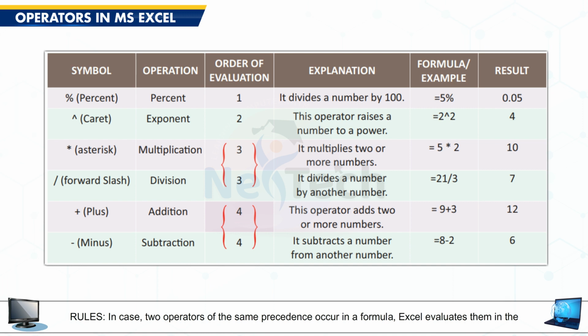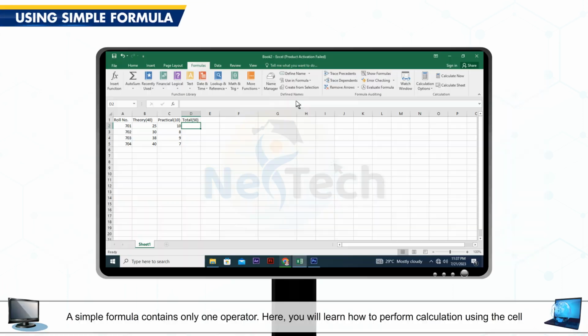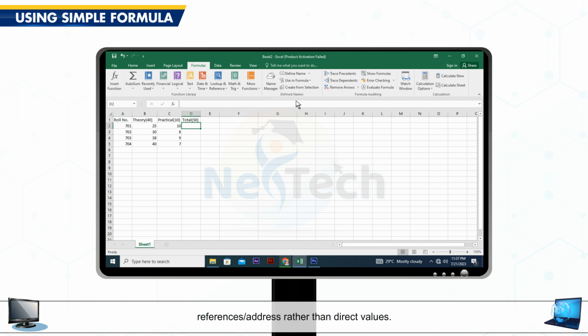Rules. In case two operators of the same precedence occur in a formula, Excel evaluates them in the sequence they appear in the formula from left to right direction. If a formula contains any operation within brackets, then Excel evaluates it in the first place followed by the above mentioned order. Using simple formula. A simple formula contains only one operator. Here you will learn how to perform calculation using the cell references or address rather than direct values.